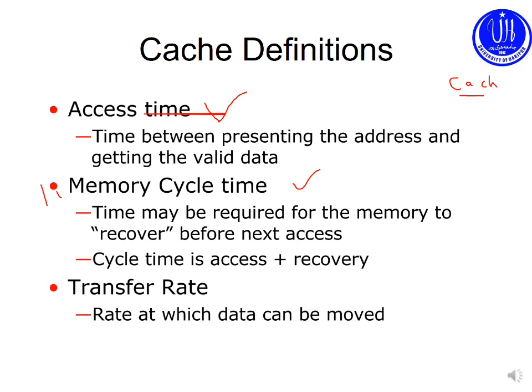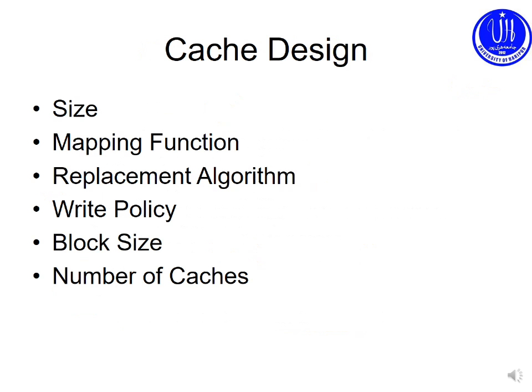Okay, the next one is memory cycle time. It is just the access time plus recovery time. After accessing some data, the memory needs to recover. So the total time required in handling one instruction is called the memory cycle time, which includes access time plus the memory recovery time. The rate at which data is transferred is called the transfer rate. And the next important topics are mapping functions and replacement algorithms, which we will study in the next slides.